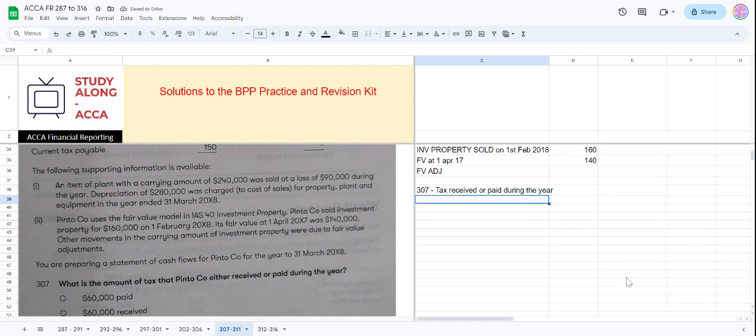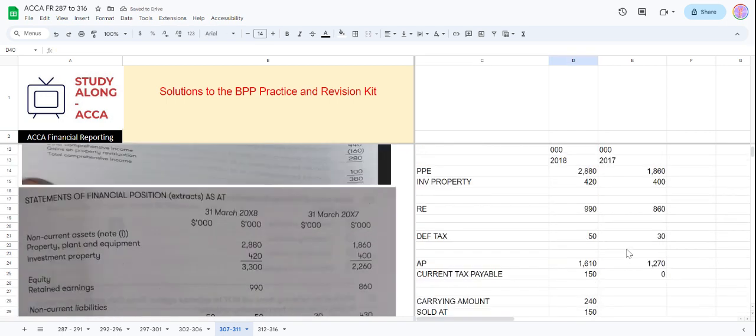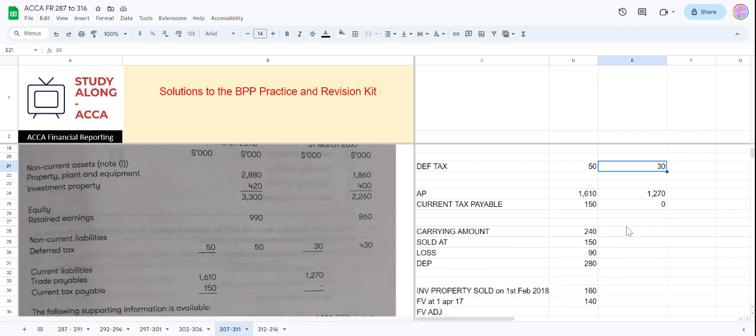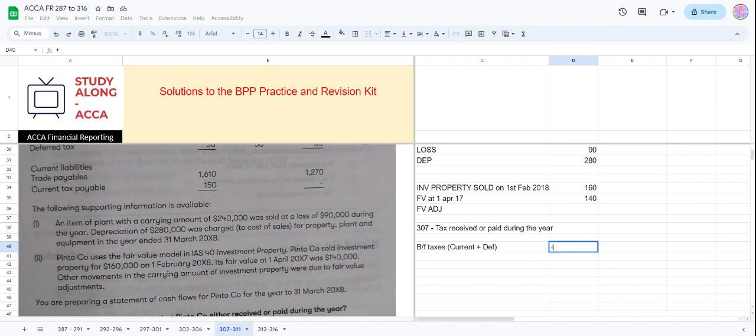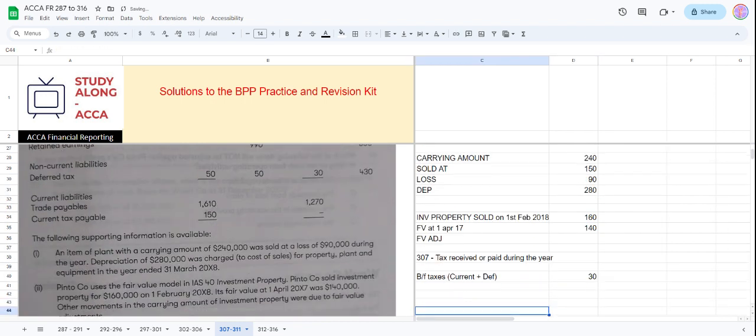So we will take the beginning, brought forward taxes, which will be our current plus deferred. For our brought forward taxes for current and deferred, we need to look at the statement of financial position. We can see that we have deferred taxes brought forward is 30, and current tax payable is 0. So overall we have 30 only. So here we can take this 30 plus this 0. So this will be our brought forward taxes.